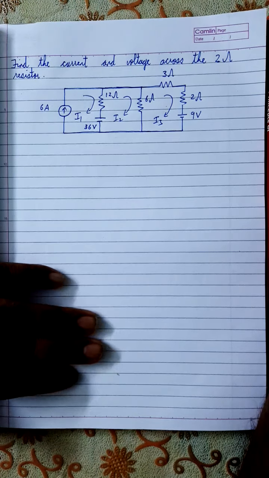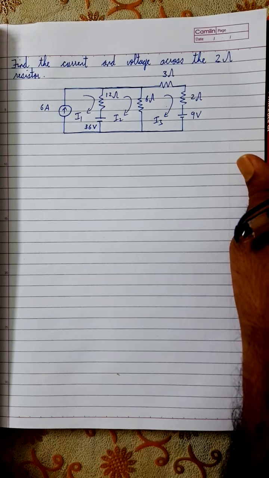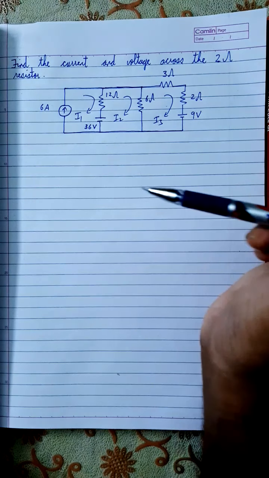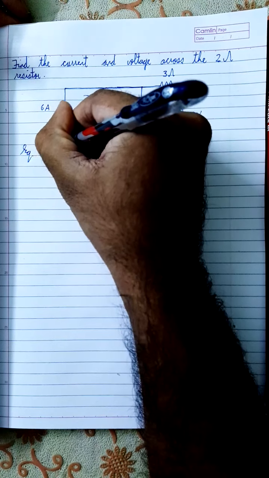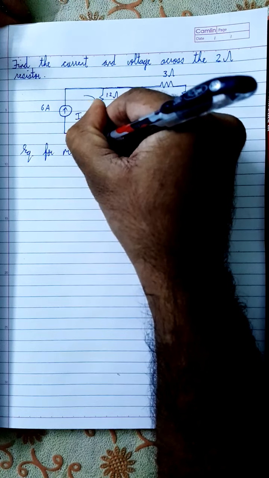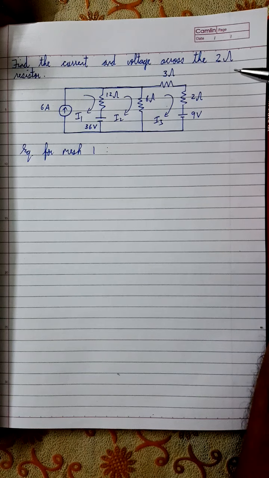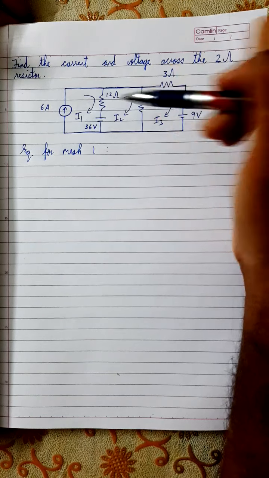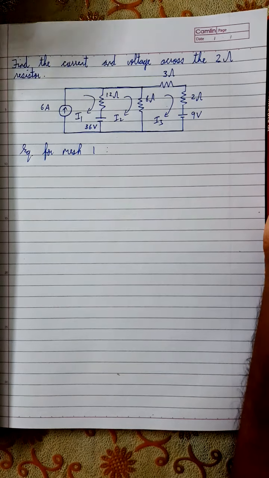Now what happens if a current source comes into the circuit, on the side branch of the circuit? In that case, let me write the equation for mesh 1. Mesh 1 means I need to find the equation of I1, which means I1 is positive and the rest of the currents are negative, and so on.